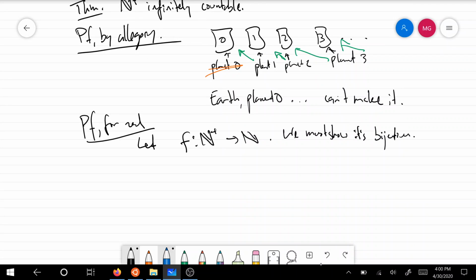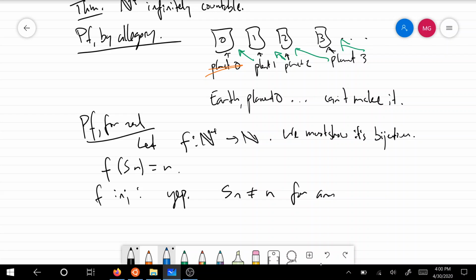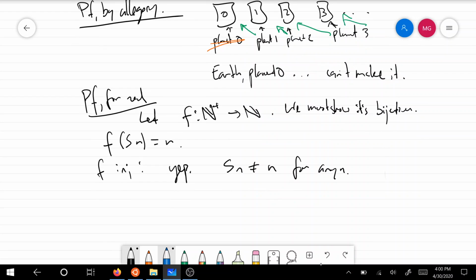Okay, so let me define f. So f of n, and really we can write f of S of n, right? Because it's always going to be the successor of something. The answer is just going to be n. It's just going to be one number less. This is the room shifting we just saw there. Is f injective? Yep. S of n does not equal n for any n. So every input will give a different output.